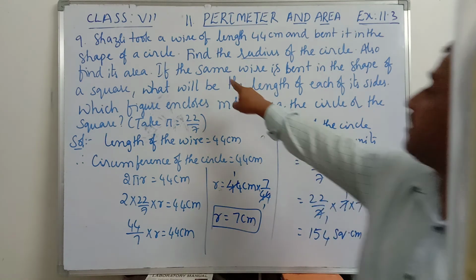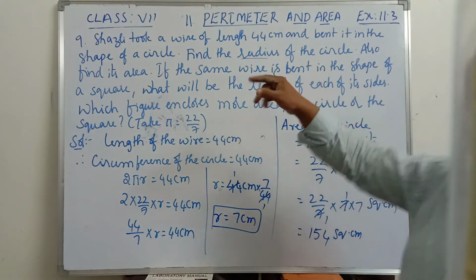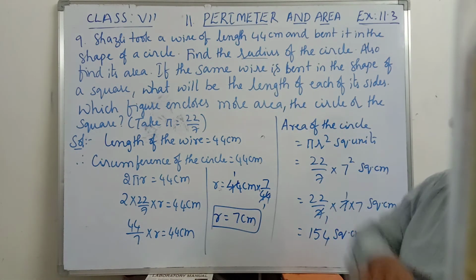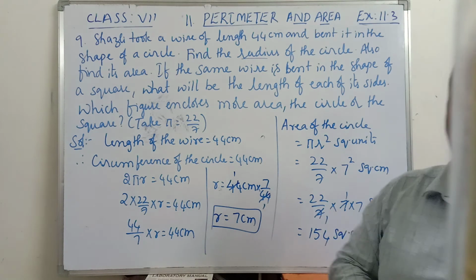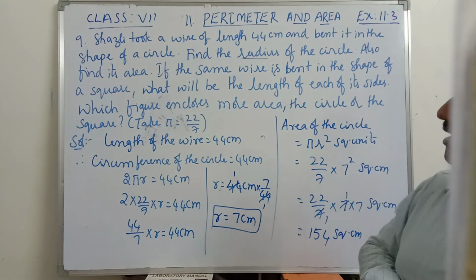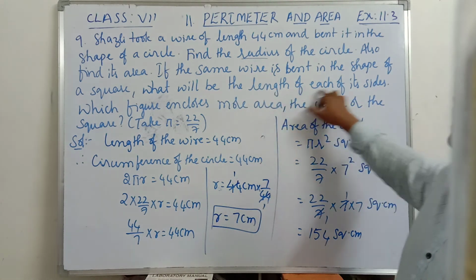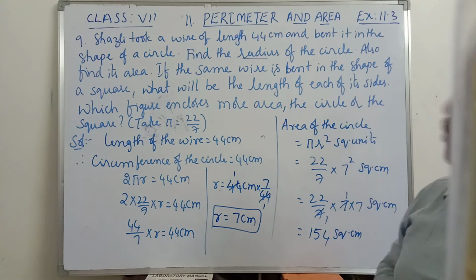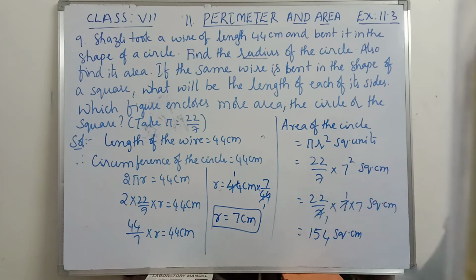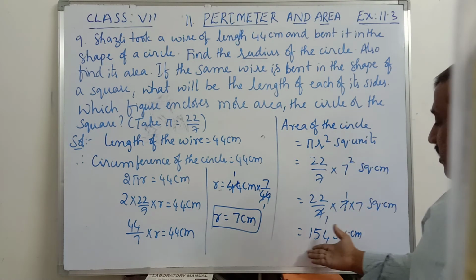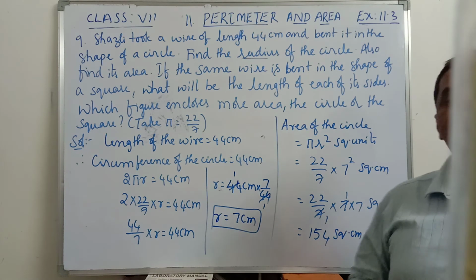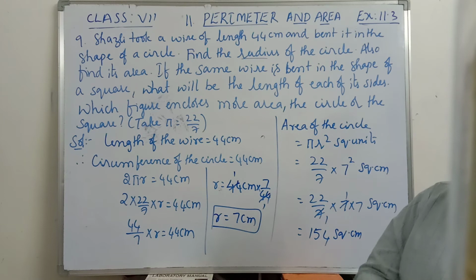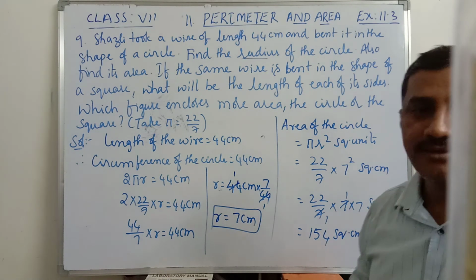Next, if the same wire is bent in the form of a square, it means the length of the wire is equal to the perimeter of the square. What will be the length of each of its sides? Which figure encloses more area, the circle or the square? So just now we found the circle is 154 square centimeters. Similarly, find the area of the square, then compare both the areas. Clear?